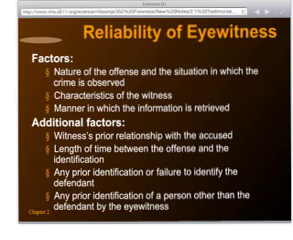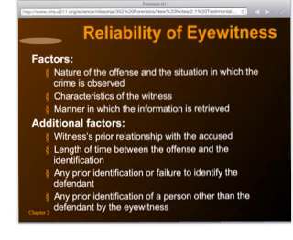Was the witness drunk? That's obviously going to affect what they recall. Is the individual old? Are they young? Their own lifestyle, if they have had a lot of exposure to firearms, they may be able to give you a better testimony as opposed to someone who has never seen a firearm in their life. And then the manner in which the information is retrieved. Some other factors, if there are relationships. This one is interesting: the length of time between the offense and the identification.